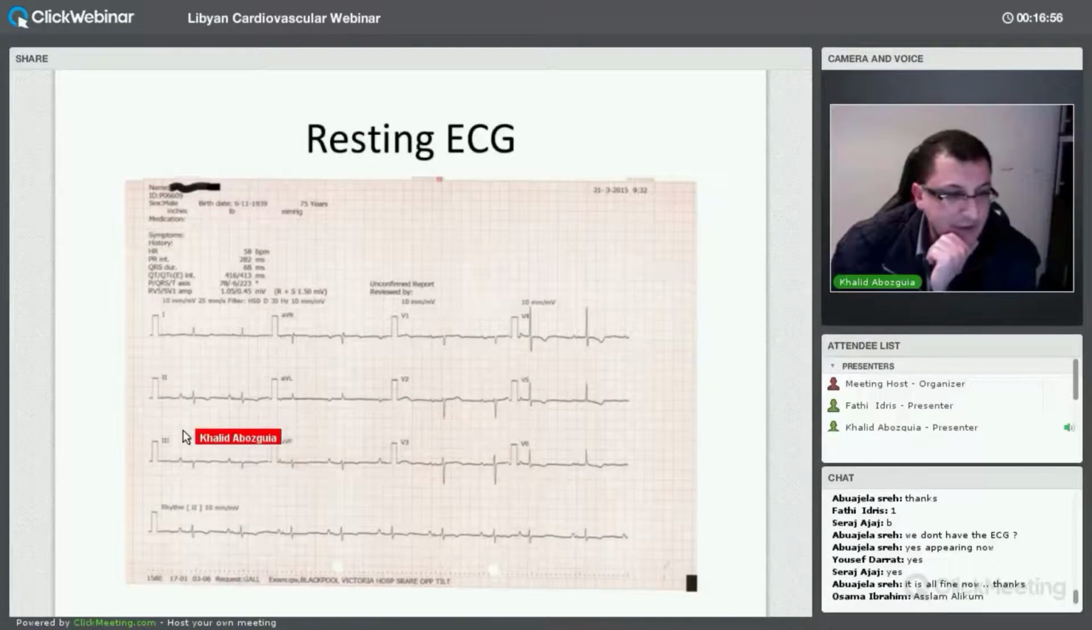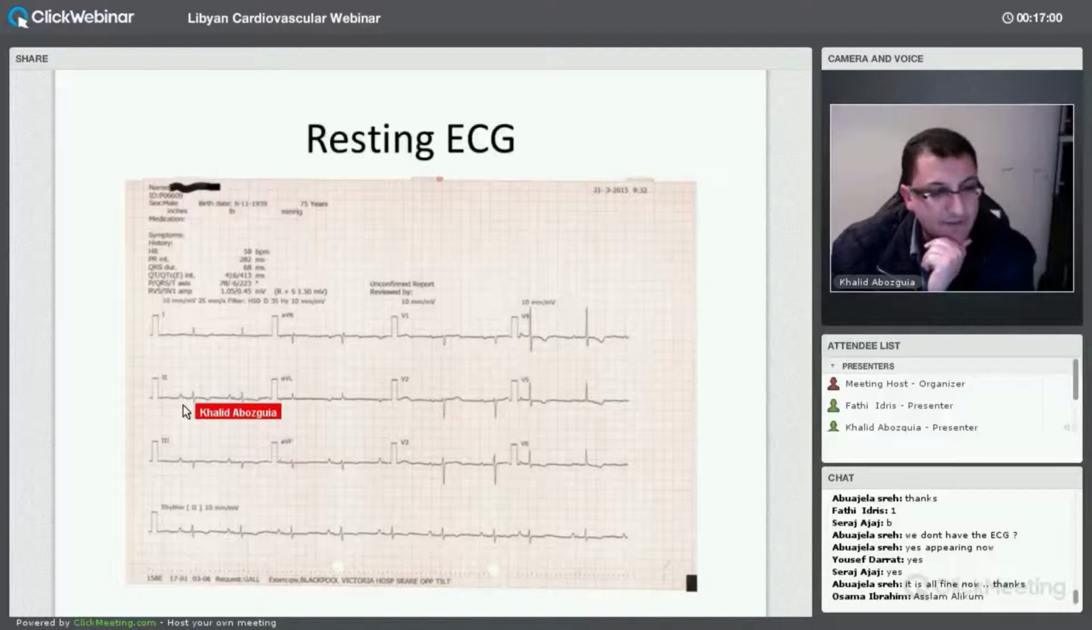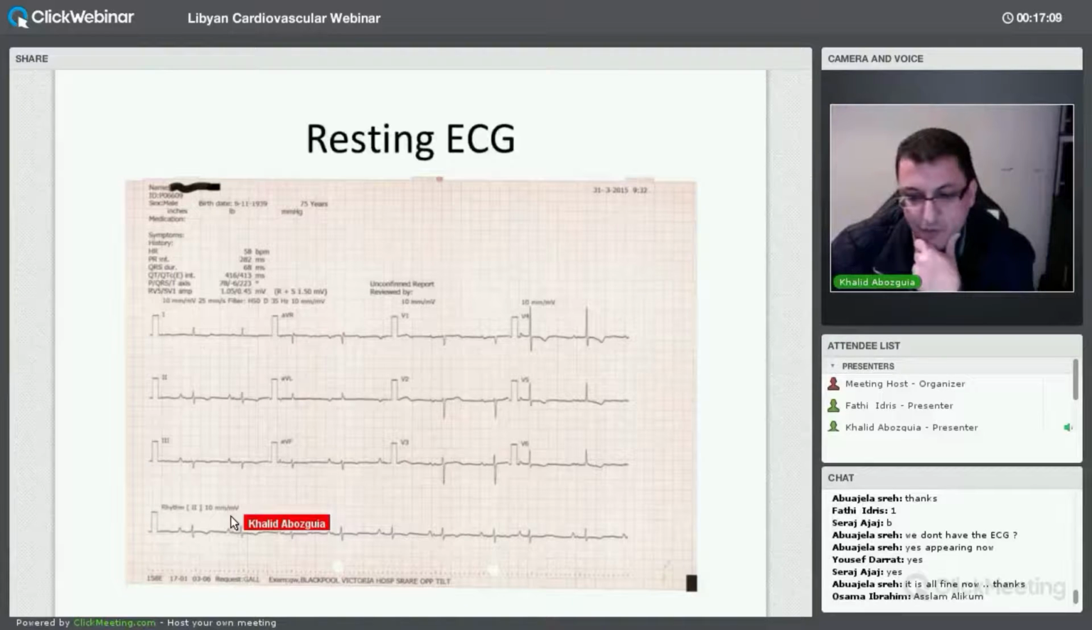I said to look at our resting ECG. Always compare your resting ECG with your tachycardia ECG. I don't have any questions here, but I was wondering if anyone wants to write in the chat box what sort of observation they have about the P wave.